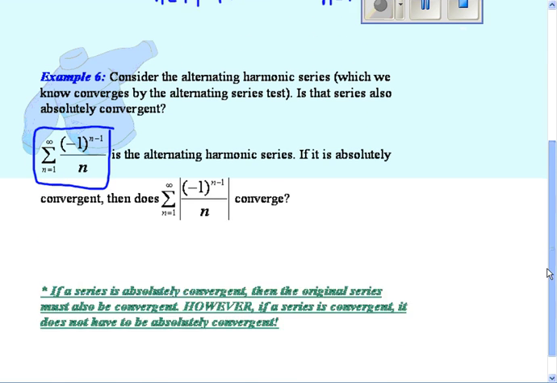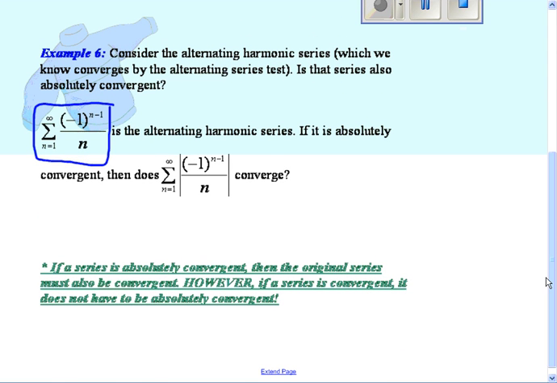Careful. What about this one? We know that this one converges. Why do we know that? Because it's the alternating harmonic series and we know it converges. So when you run into the alternating harmonic series on the test, you say it converges because it's the alternating harmonic series. You don't have to do anything. Everybody knows it converges.